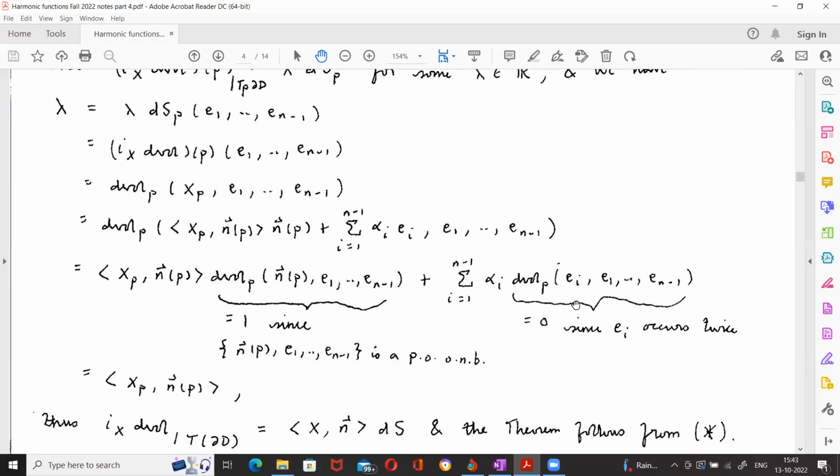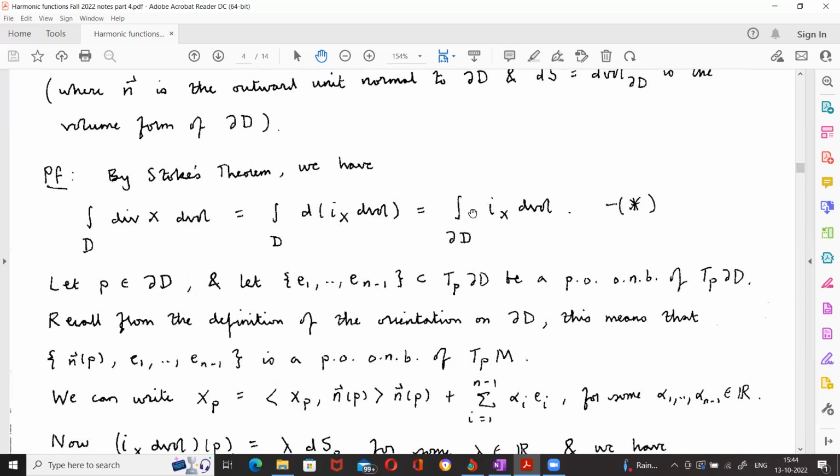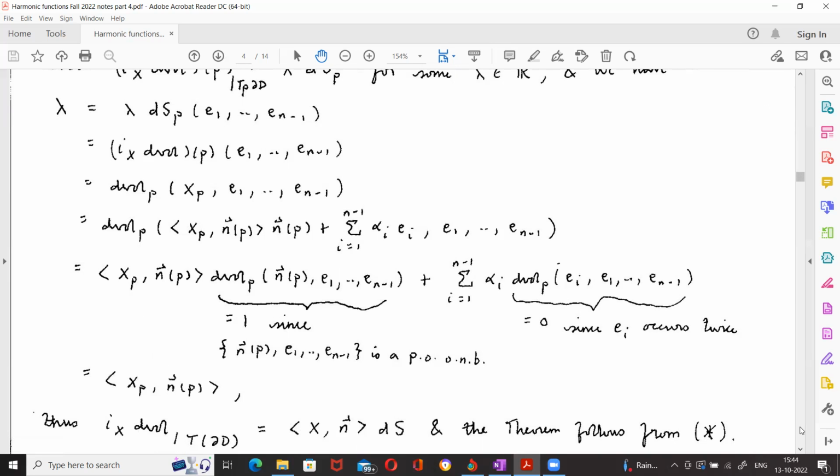Okay. So in this second term, all of these vanish. So all that remains is just X inner product N. That means this coefficient lambda is equal to X inner product N. And therefore, I_X dvol is equal to X inner product N times ds, when restricted to the tangent space to the boundary. And so the divergence theorem follows. Is this clear? Okay, so that proves the divergence theorem.